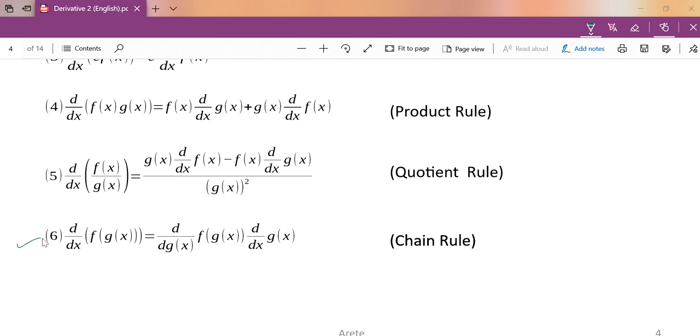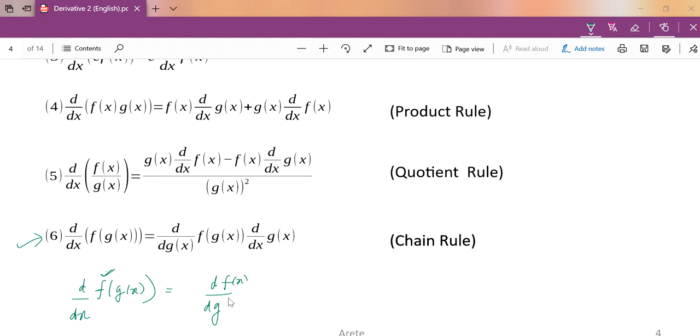The last thing is very important, which is called the chain rule. If I have a composite function, that is f is a function of g, which is a function of x, and you want to find the derivative of this, you try to find the derivative of the outer function with respect to the inner function. So you write it like this: df over dg.